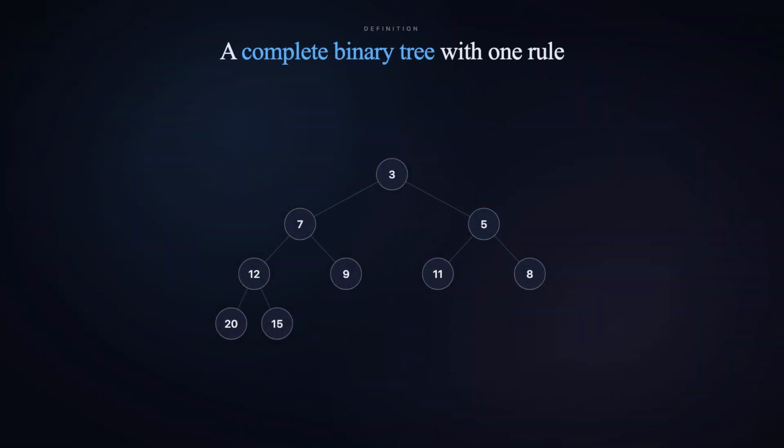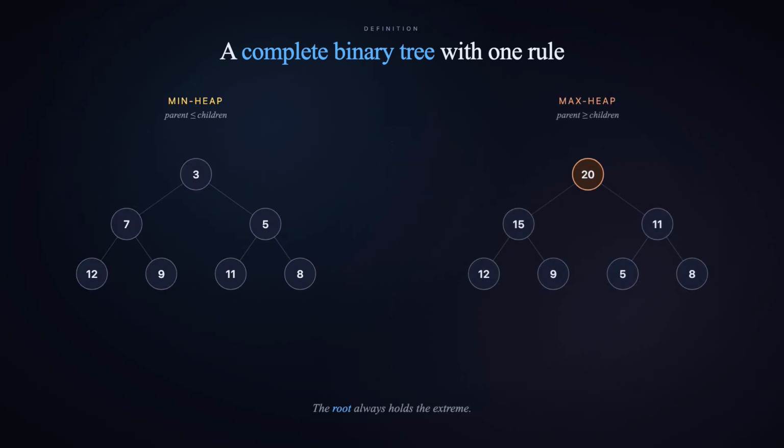A heap is a complete binary tree with one rule. In a min-heap, every parent is smaller than its children. In a max-heap, every parent is larger. The root always holds the extreme value.